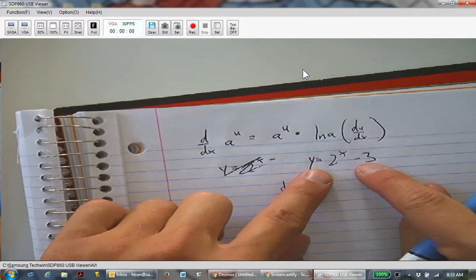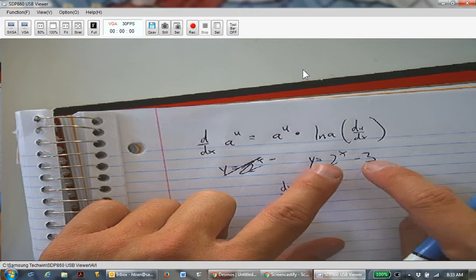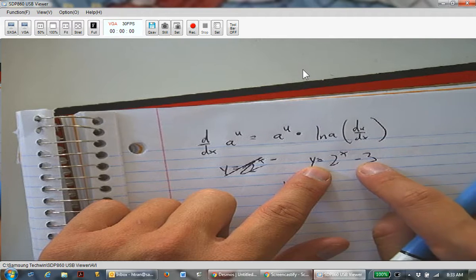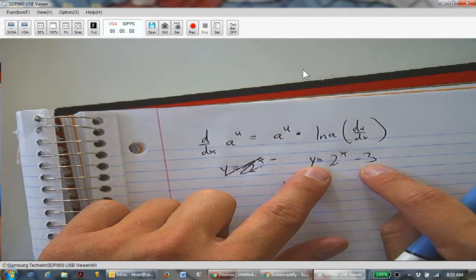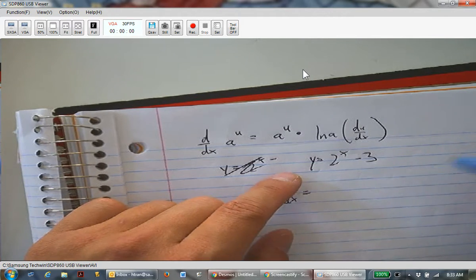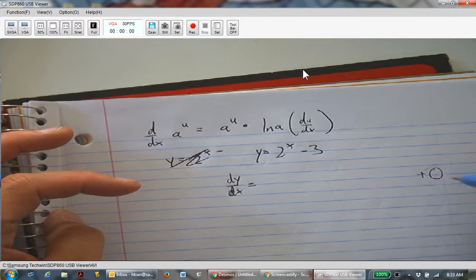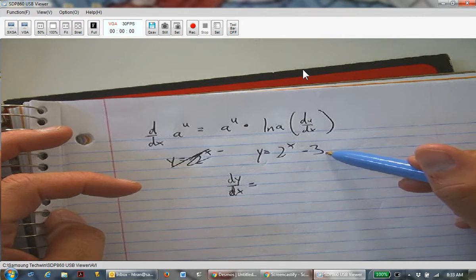If you look at it this way, guys, this function has two separate parts. You can take the derivative of 2 to the x, and you can take the derivative of -3. What is the derivative of -3? Just 0. So at the end, I'm going to leave space and say it's plus 0. That represents the derivative of the -3 part, okay?